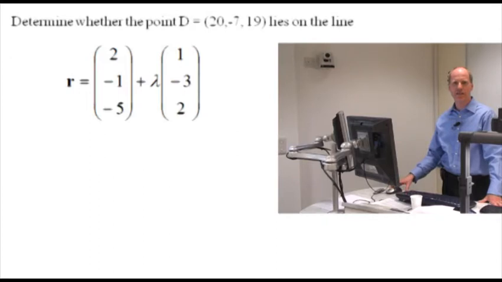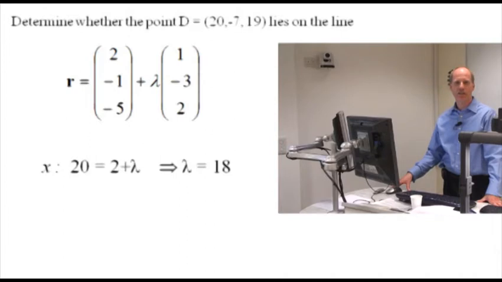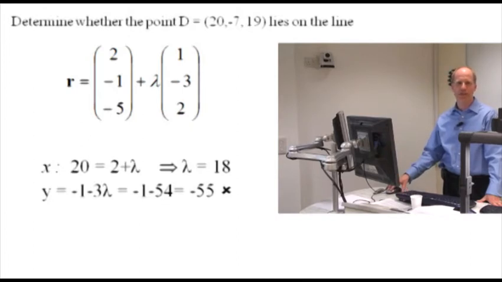Now let's repeat this exercise, but for the point D, which is (20, -7, 19). Examining the x component, we find that 20 is equal to 2 plus lambda, which gives us that lambda is equal to 18. Now let us check the value of y. -1 minus 3 lambda is equal to -55, which is clearly not equal to -7. Therefore, there's no value of lambda that satisfies both the x and y equations. In this case, we don't need to check z, as we know that it won't work. And so D does not lie on this line.